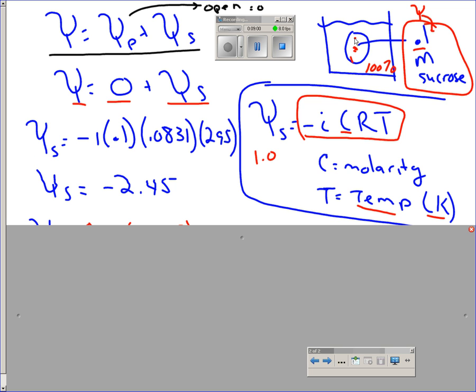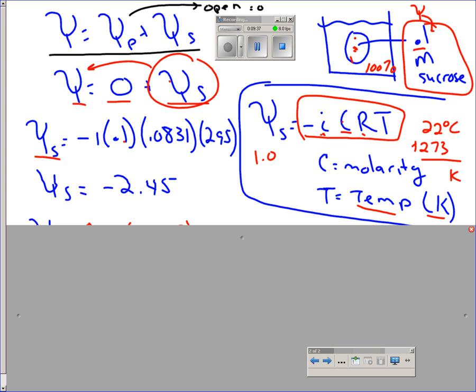So solute potential is what we have to figure out, right? Because the pressure potential is zero. So basically, those two are equivalent. So we have negative 1 times 0.1. Negative 1 is the ionization constant. C is 0.1. 0.0831 is our constant every time, and 295 is the temperature in Kelvin. We're going to assume that the temperature was 22 degrees Celsius, and we have to add 273 to get to Kelvin. So we do that, we get 295.